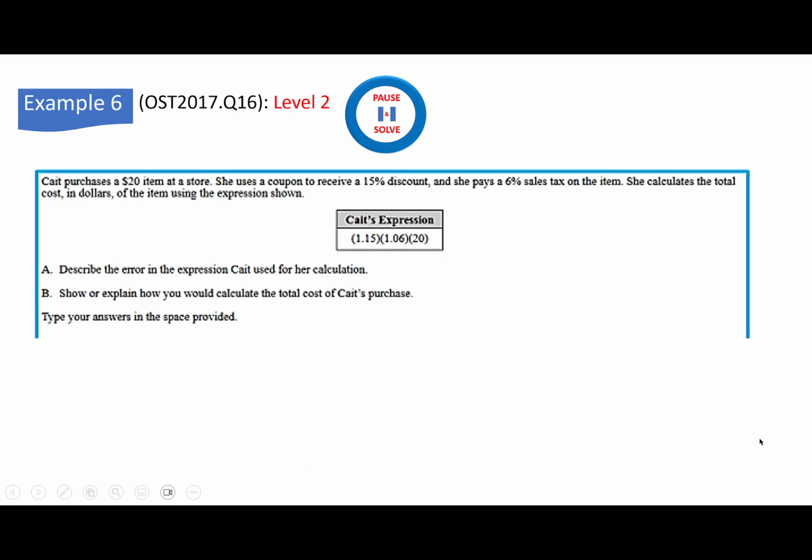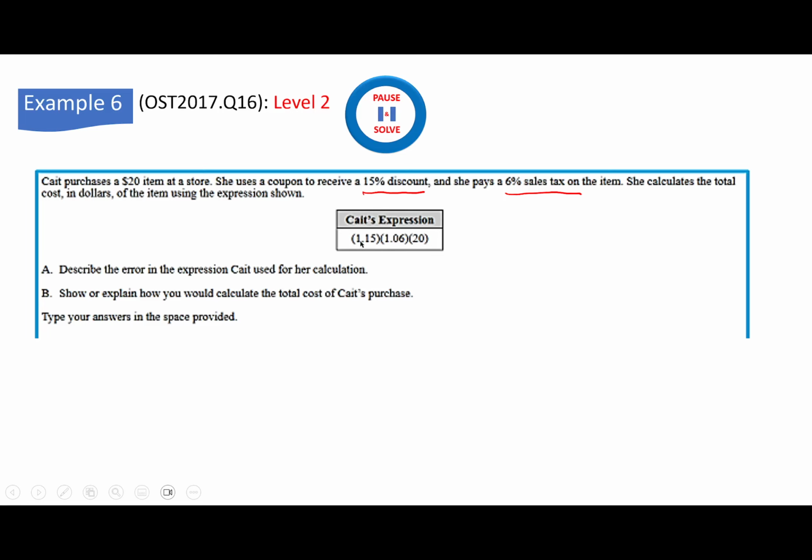Example 6. Kate purchases a $20 item at a store. She uses a coupon to receive a 15% discount, okay? And she pays 6% sales tax. She calculates the total cost in dollars of the item using this expression here. Describe the error in the expression Kate used for her calculation. Show the correct answer, okay?